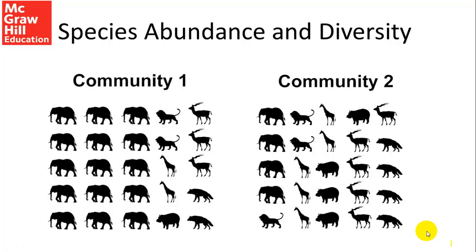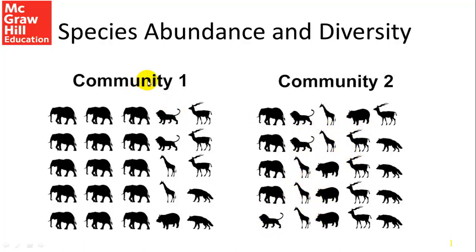Okay, so now we're going to talk about species abundance and diversity. Abundance and diversity are different, right? Here we have two communities. They each have an equal amount of diversity in that they both have the same animals in each. However, the abundance is not the same in each community. Here, elephants are much more abundant than these other animals. Here, everything is more or less equally abundant.